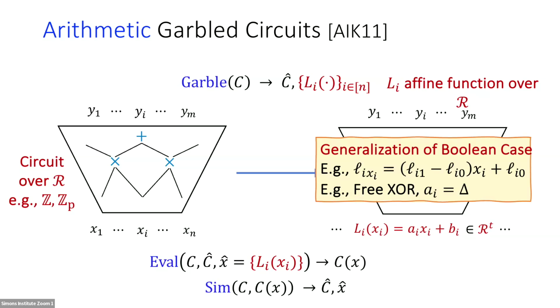In particular, as we see repeatedly, there is the useful feature of free XOR, where the A value multiplied with the wire value is a fixed global offset.